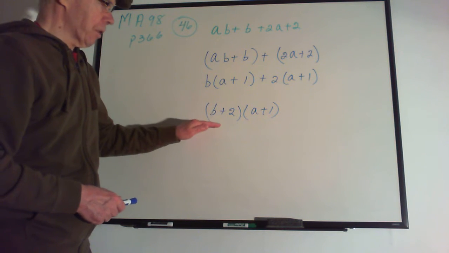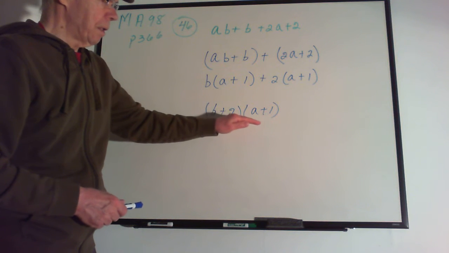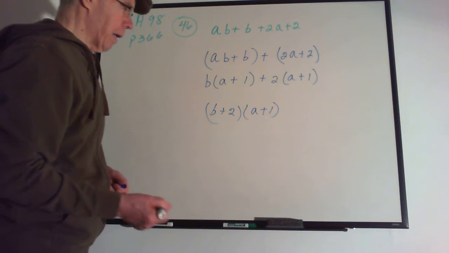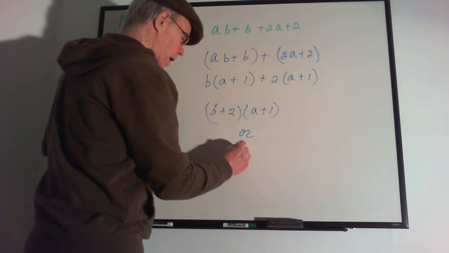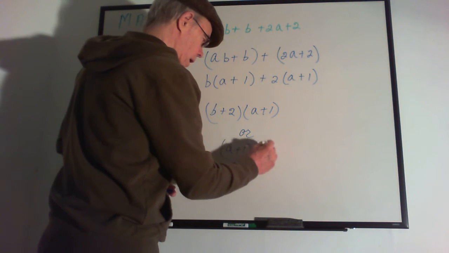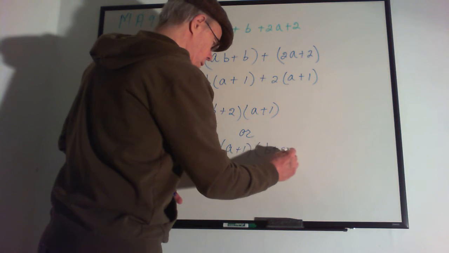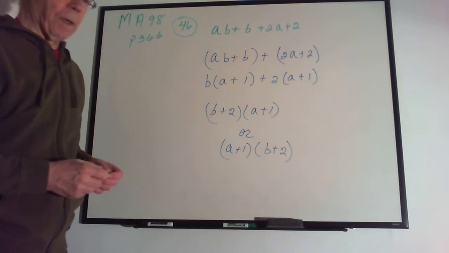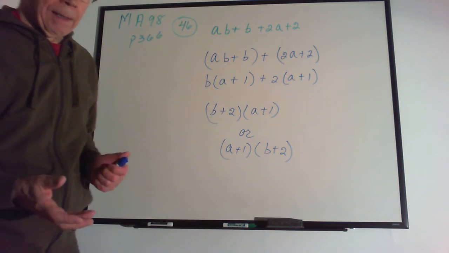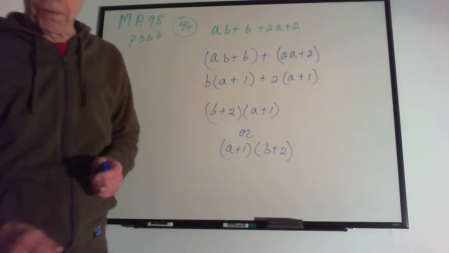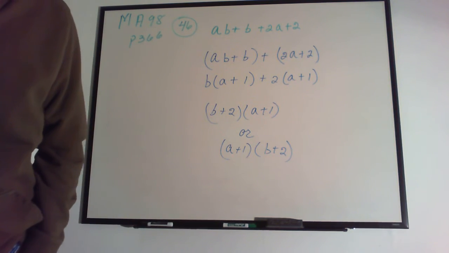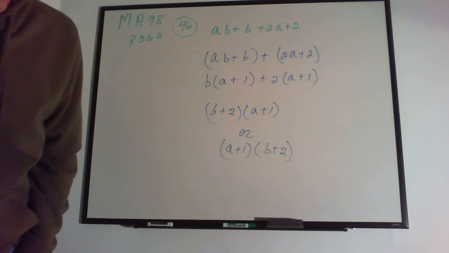So your final answer here is (b plus 2)(a plus 1), or (a plus 1)(b plus 2). Whichever way you want, because you're multiplying them together. 3 times 4 is equal to 4 times 3. It doesn't matter which one goes first. All right, try problem number 48.